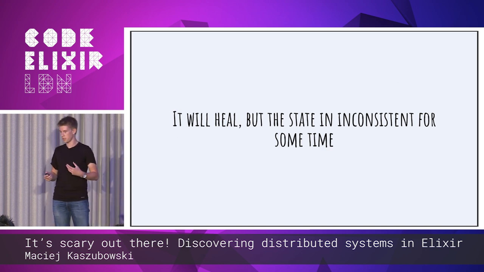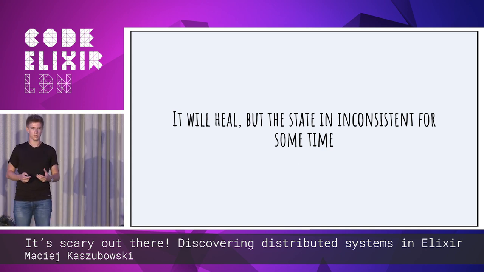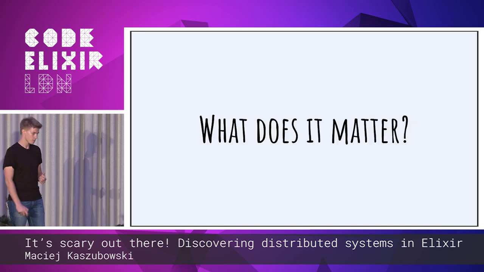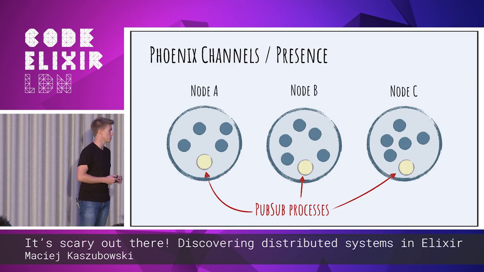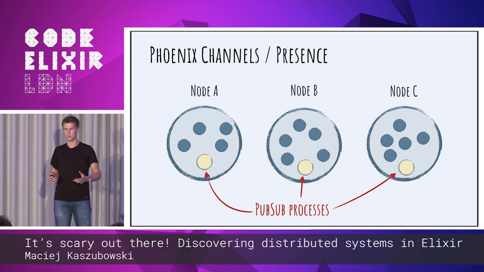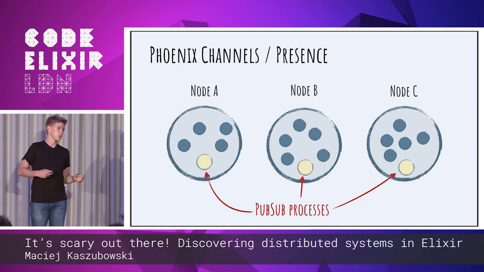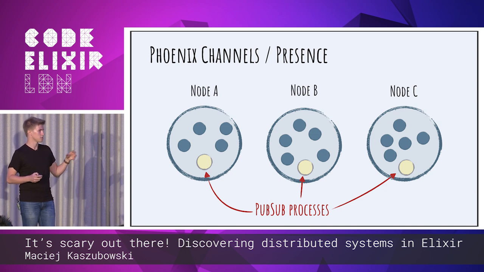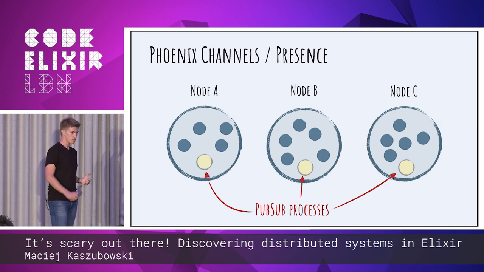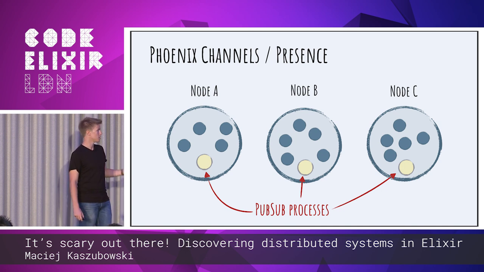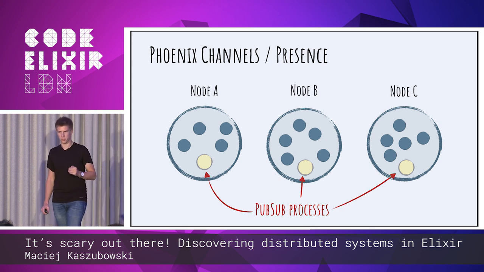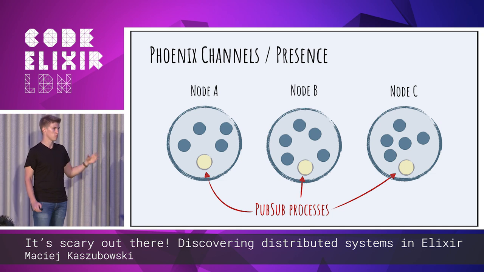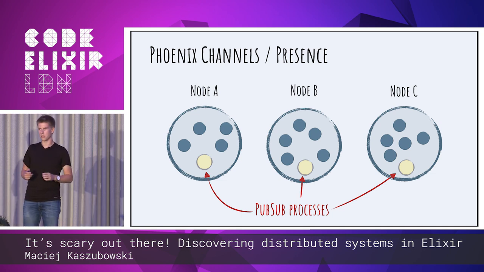But for the time of the partition and some time after this, the state will be inconsistent. And this is quite important, because when you run Phoenix channels or Phoenix Presence, it actually uses PG2 under the hood. So every node is running a special PubSub process, and these processes are joined into a single group. And when you use channels to broadcast a message, this message is sent to this PubSub process. This process takes care of sending it to all the rest of the nodes, and the message is then broadcast from the PubSub process to the local processes.